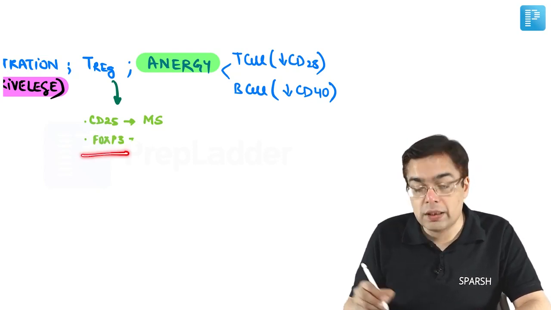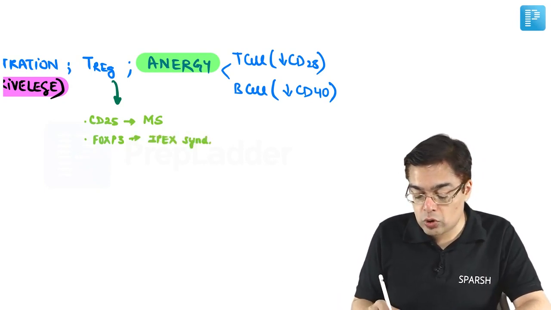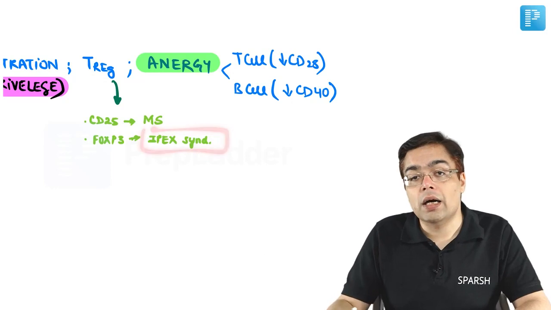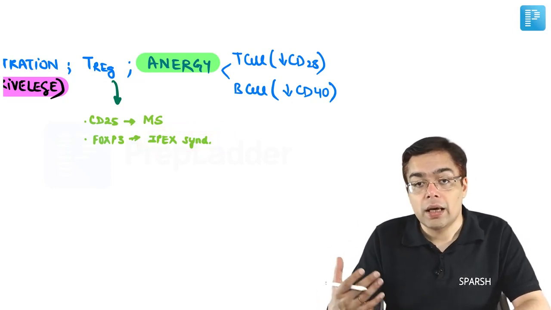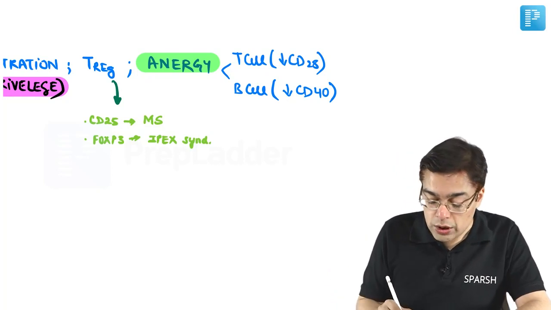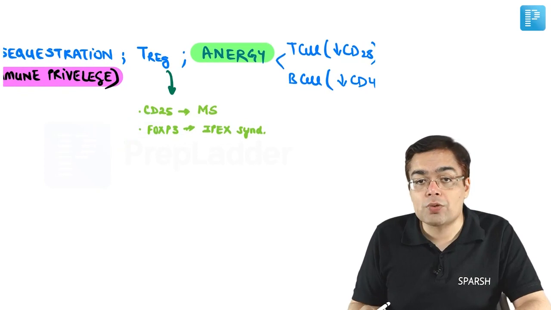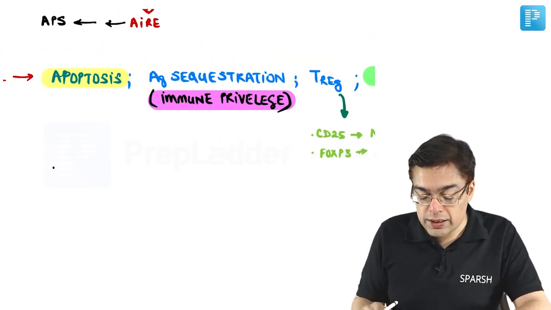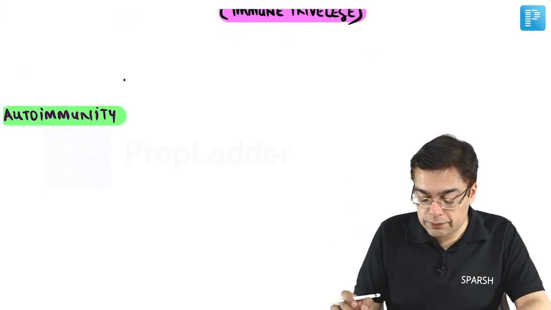The second important molecule which can have trouble over here is FOXP3. And if there is trouble at the FOXP3 level, you have development of a syndrome which I explained to you in the main video in detail, the IPEX syndrome. So there is immune dysregulation, there is polyendocrinopathy, and there is going to be trouble in the patient. So CD25 with multiple sclerosis and FOXP3 with IPEX syndrome, that is what I would like you to be familiar with so far as the failure or a problem at the level of the peripheral tolerance is concerned.